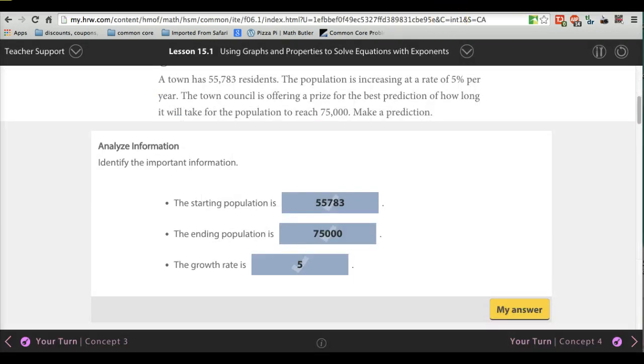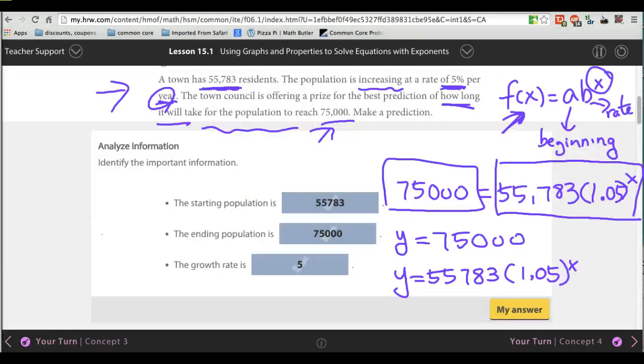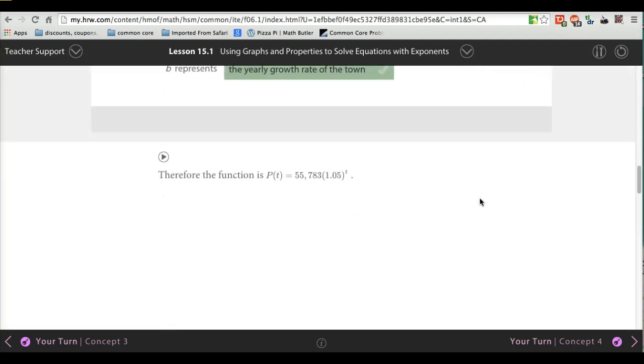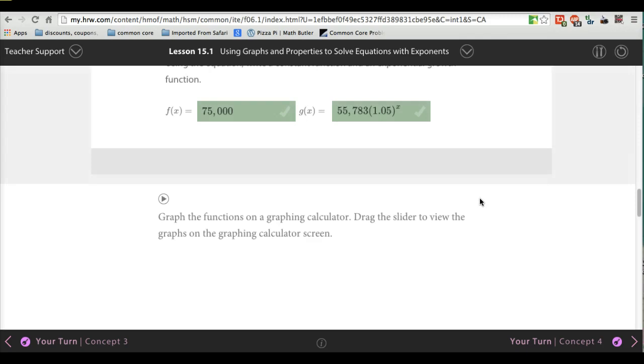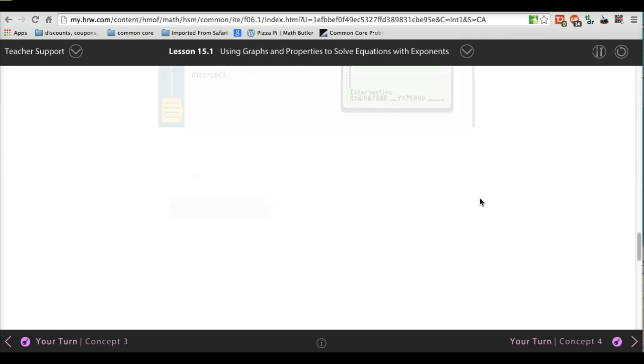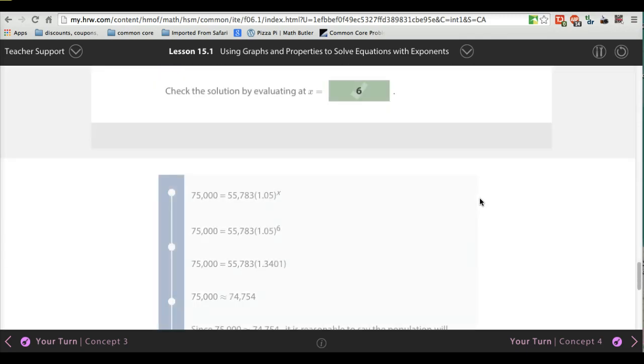Okay, where's my question? We went back and my answer was 6.07. So how long will it take? Well, it's going to take 6.07 years. And so let's see if we can actually plug in the answer.